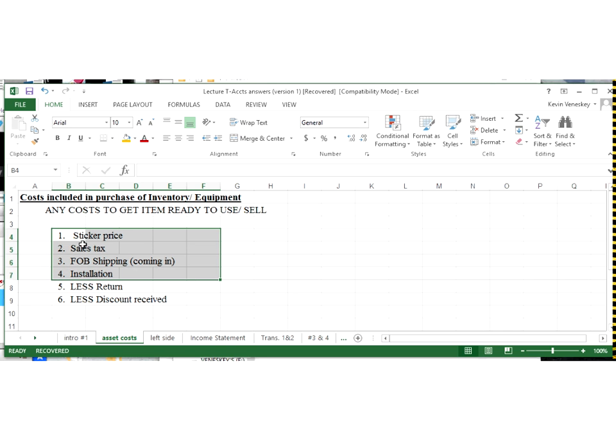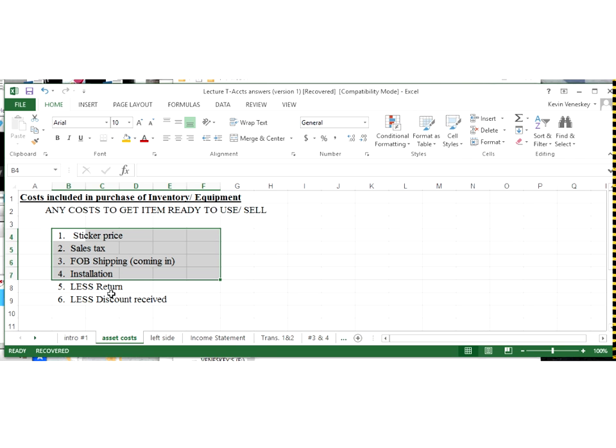So some of those costs would include 1 through 4 here. Of course, the sale price, the actual sticker price of the item. But then we have sales tax. That's a cost I have to pay to get it to my store. Shipping, if there is shipping involved and I have to pay it as the customer, then that cost gets included in the price of the asset up front. If there's any installation to get the item ready to use, like for equipment, more likely, that's going to go into the cost of my equipment. There is no separate installation expense.